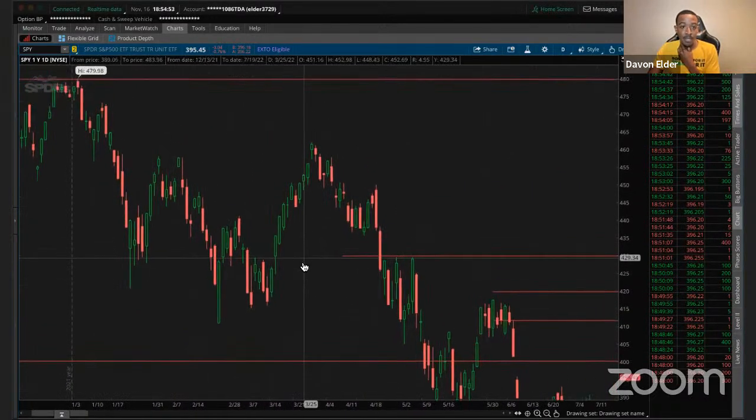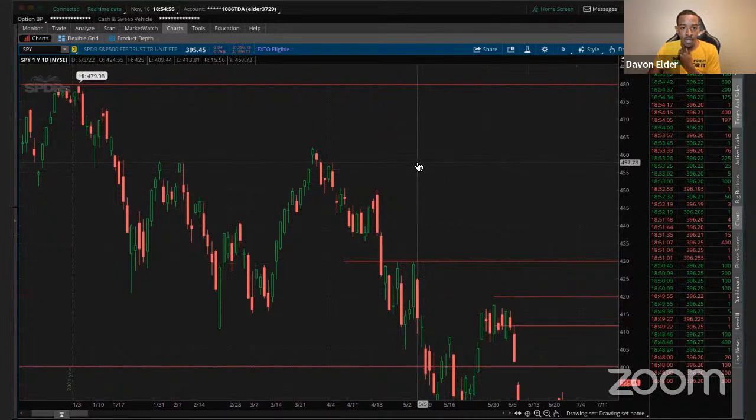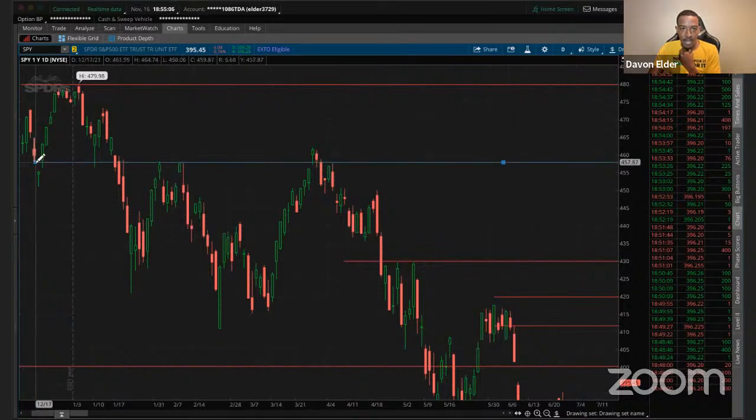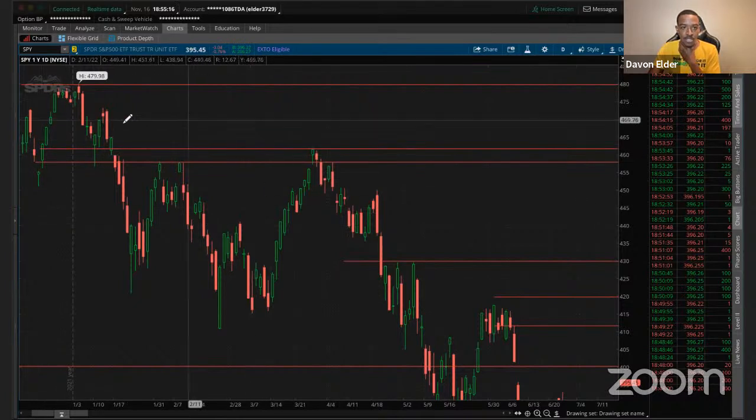Okay. And then another level that I want to mark is right here at this 457, because this is another double top. So I'm going to mark that as a resistance level, this 457. And I'm going to mark this 461 level because we can see this level right here is on an island. So that's another resistance level.